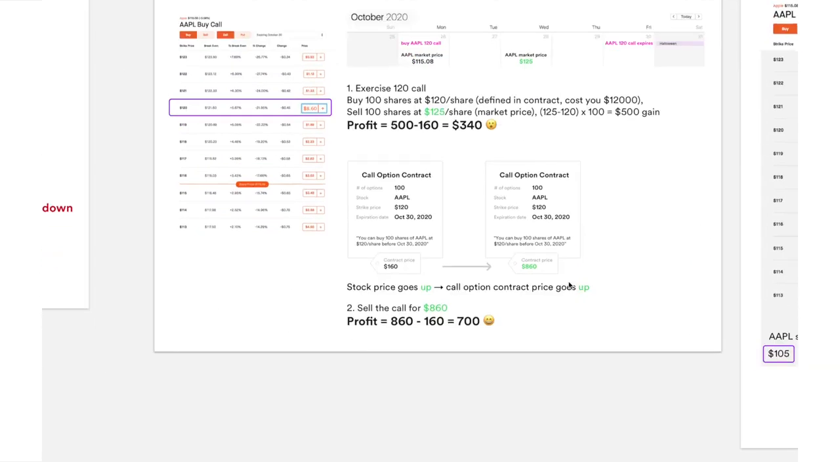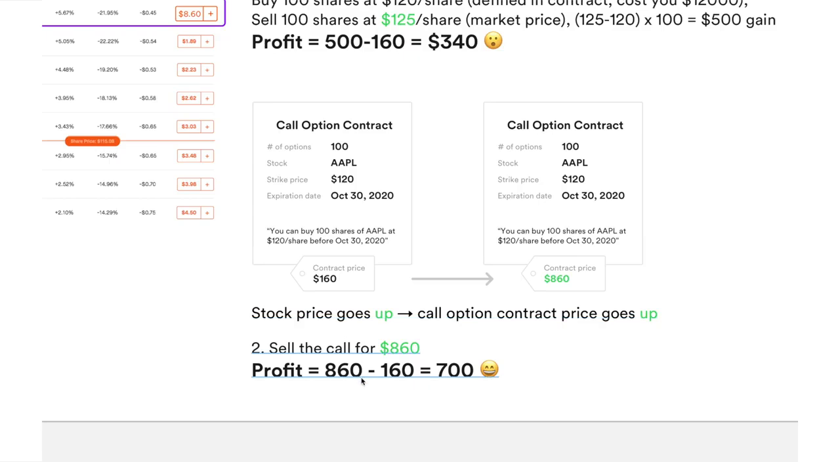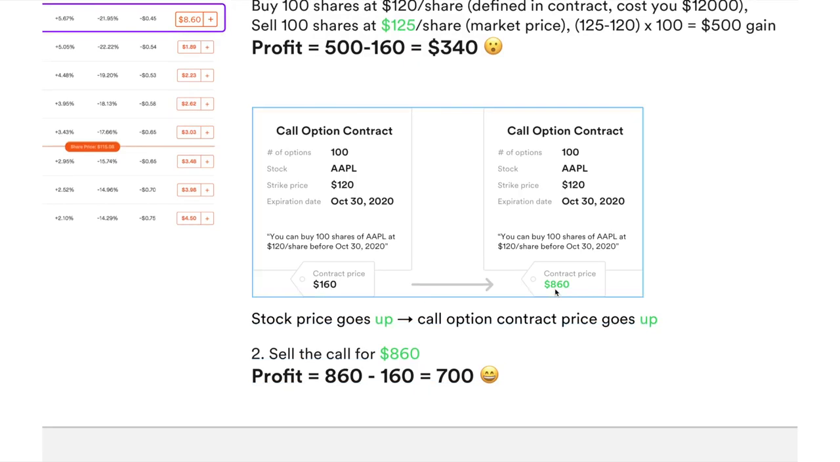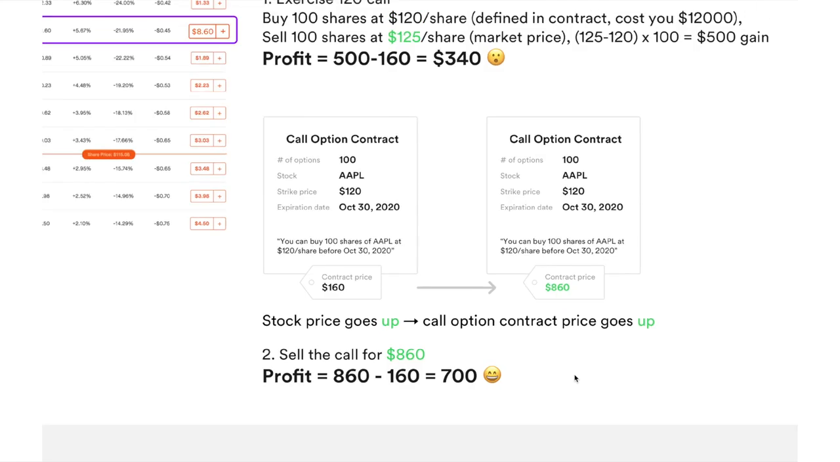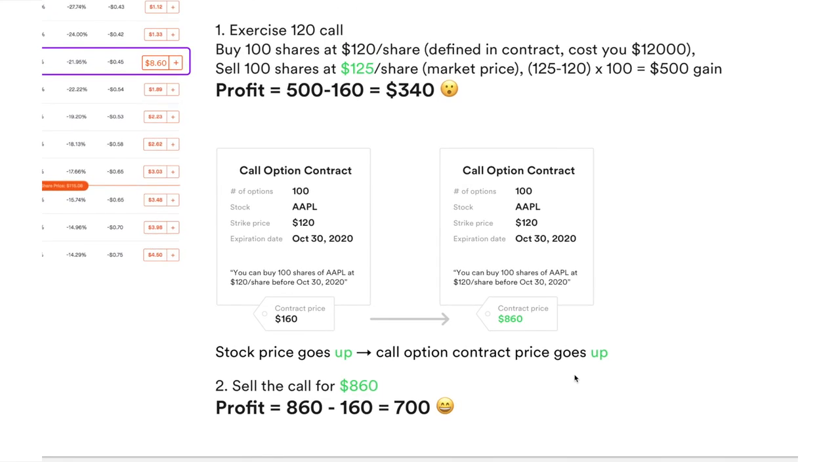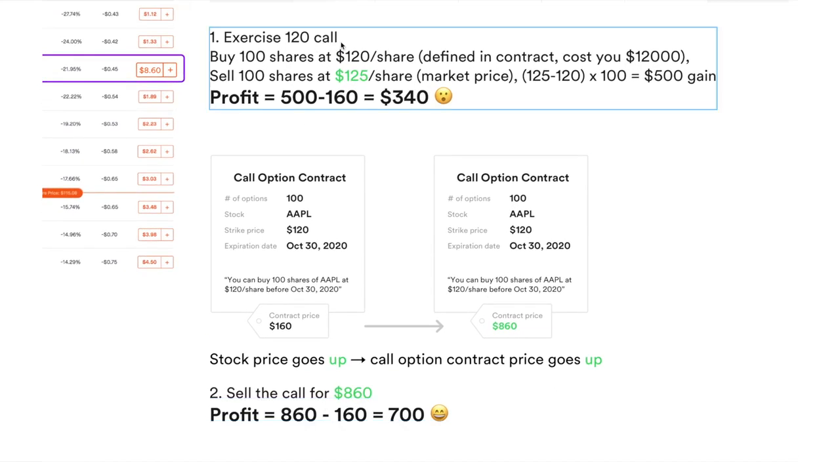So in this case, you would profit $700, right? You buy at 160, you sell at 860, you profit $700. There are actually some advantages to just selling the call contract to somebody else rather than exercising.